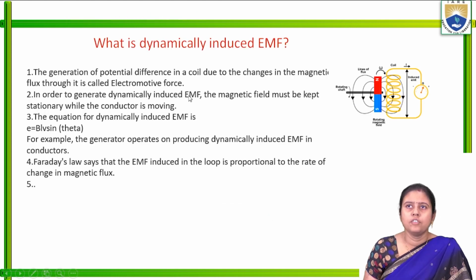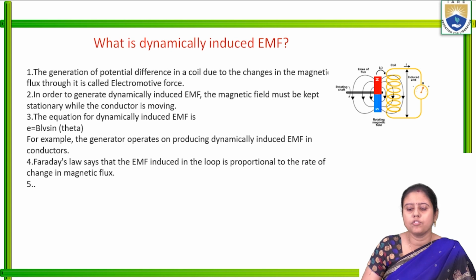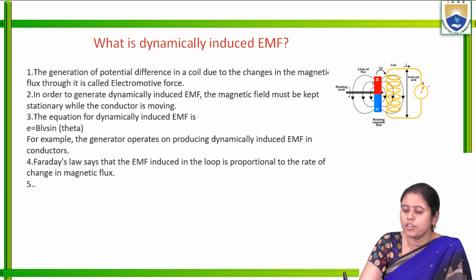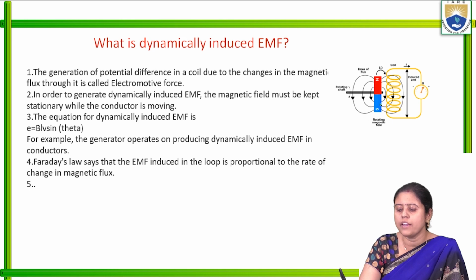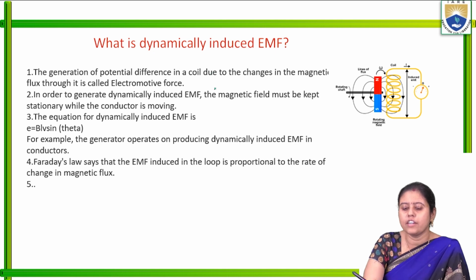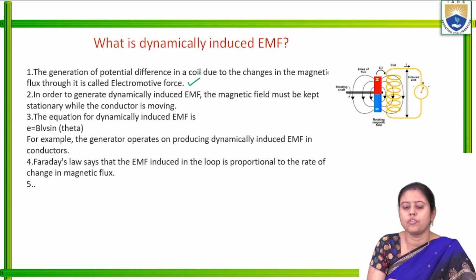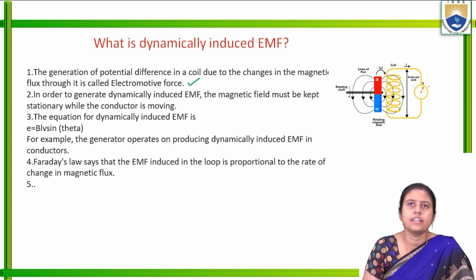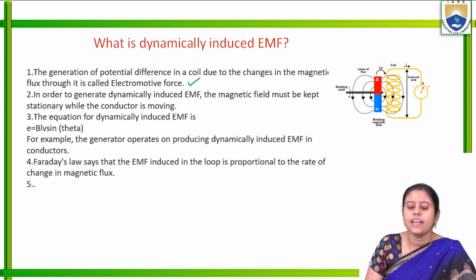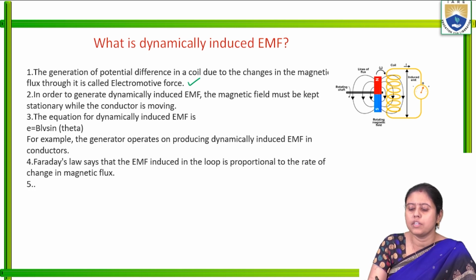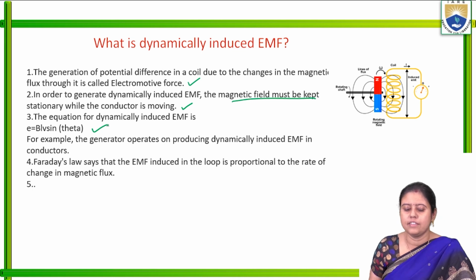Next, the question may come like this: what is the dynamically induced EMF? You can see this is a coil and we can move the magnet, so there is a rotating field. The generation of the potential difference in a coil due to the change in magnetic flux is called the electromotive force. In order to generate dynamically induced EMF, the magnetic field is kept stationary and the conductors are moving. And the equation is B L V sin theta.